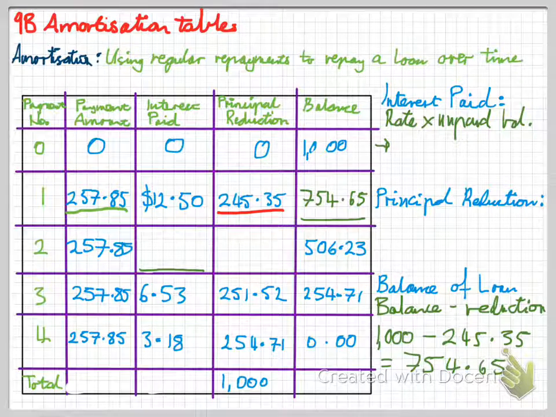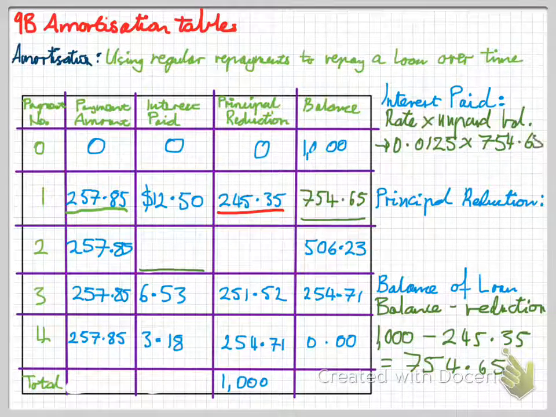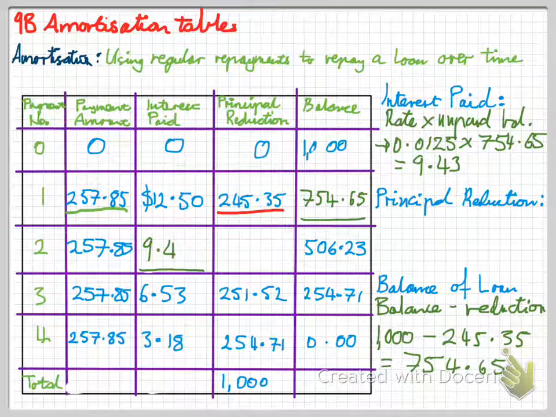Now we can work out the rate. So now we can work out that interest column, which is the rate times the unpaid balance. So our rate, as we worked out in our last example, was 0.0125 multiplied by 754.65. If you work that out, we get $9.43. So the interest paid here is $9.43.